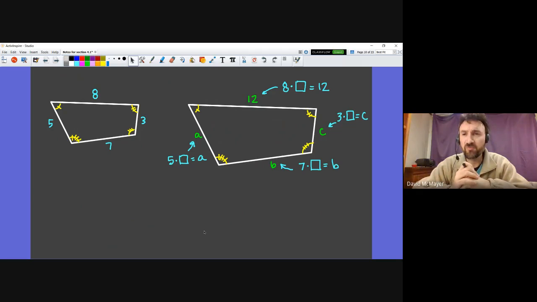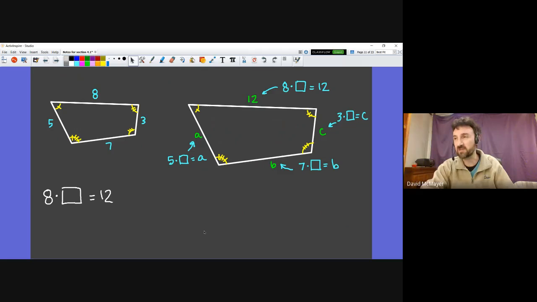And when I look at those 4 blue equations, 3 of the blue equations have 2 missing parts, and 1 of the blue equations only has 1 missing part. So we're going to use that first blue equation that we had and find the value of that missing box. So 8 times something is equal to 12. I think we could take this equation and divide both sides of that equation by 8. We can get that box is equal to 12 divided by 8.